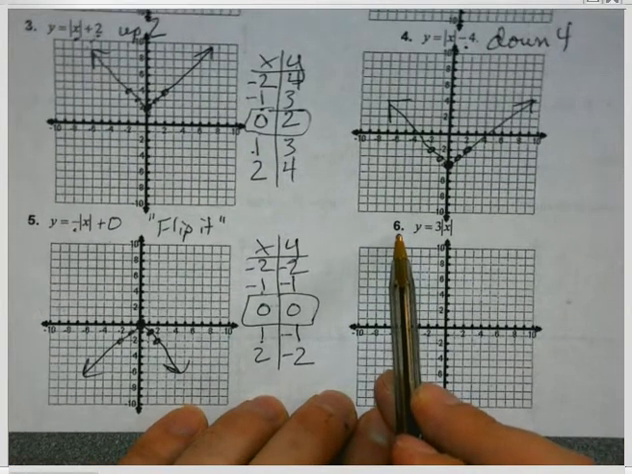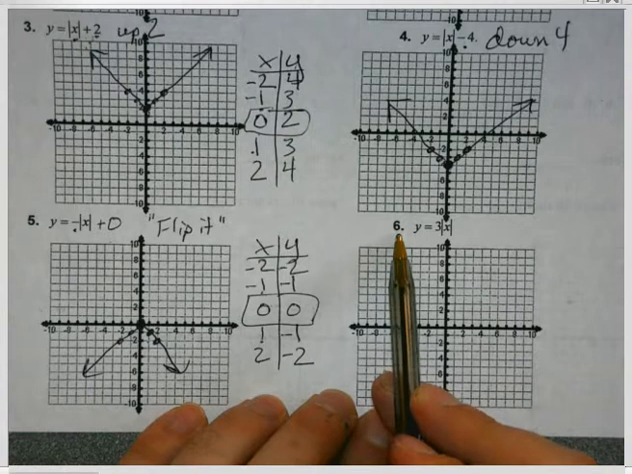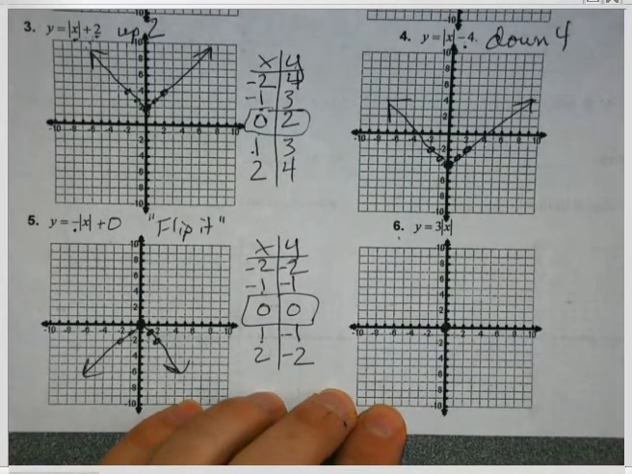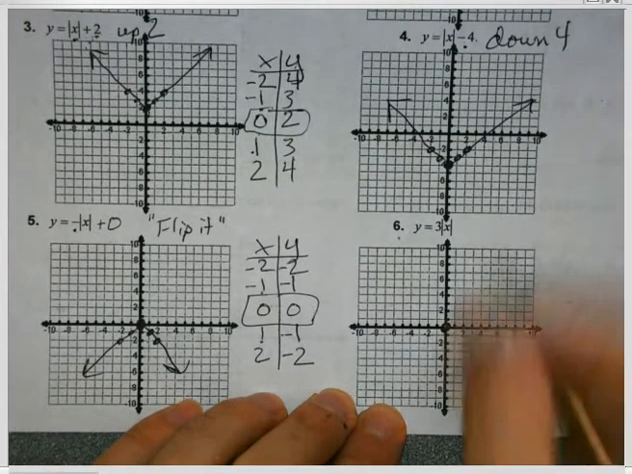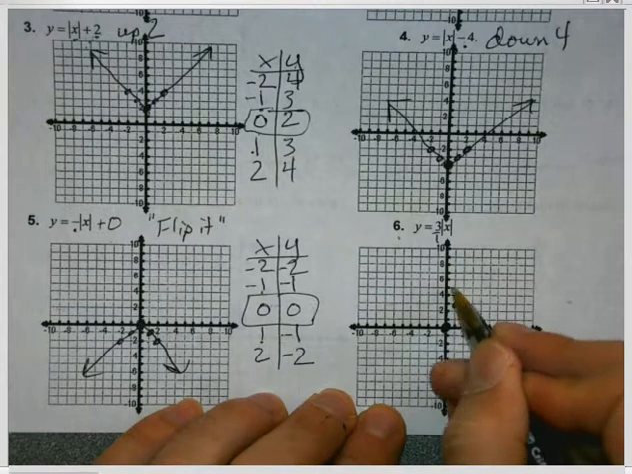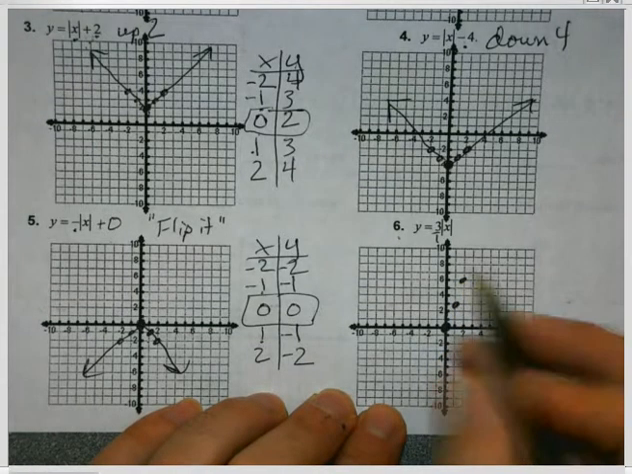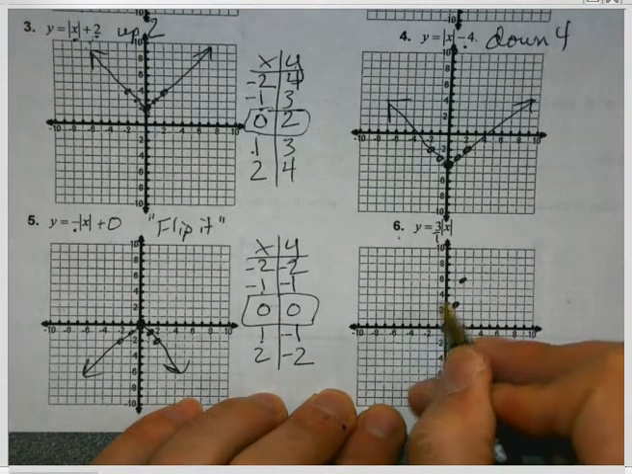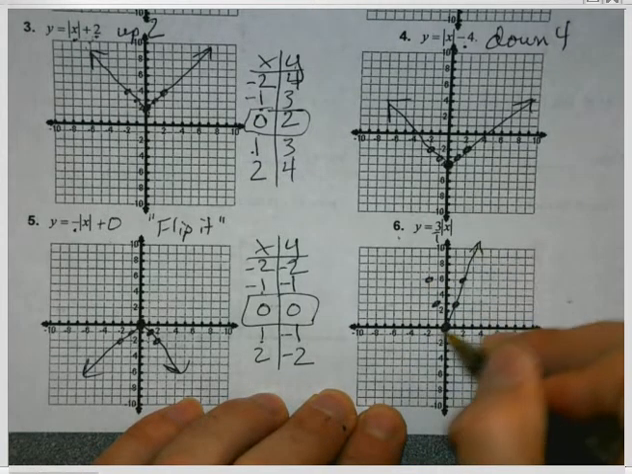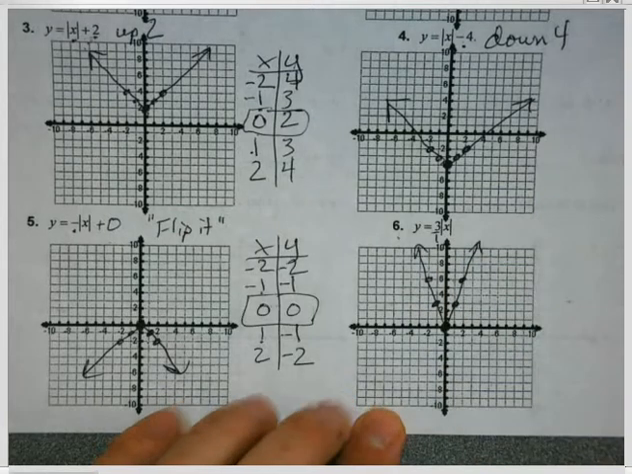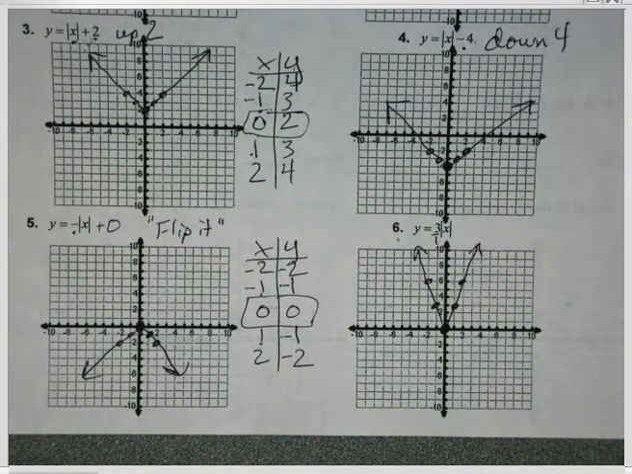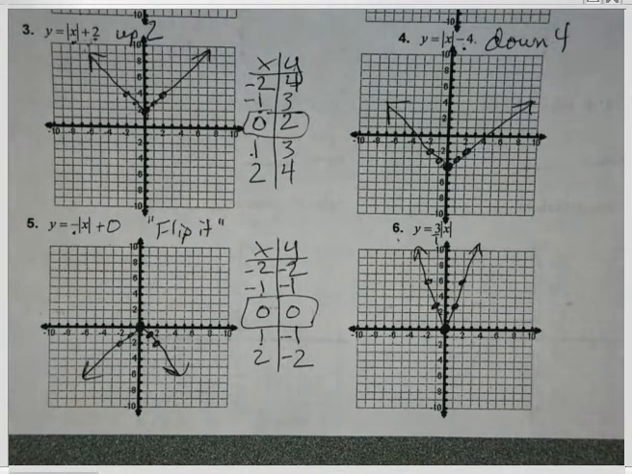6, same idea. There isn't a shift. So I start at 0. But what's my slope of sorts this time? 3, or 3 over 1. So I go up 3 and right 1. Up 3 and right 1. There it is. And again, symmetrical. Up 3 and left 1. So you'll notice if my coefficient changes and becomes larger, my graph actually gets skinnier. It kind of compacts itself. If I had a fractional number out there, it might start to get really, really wide.